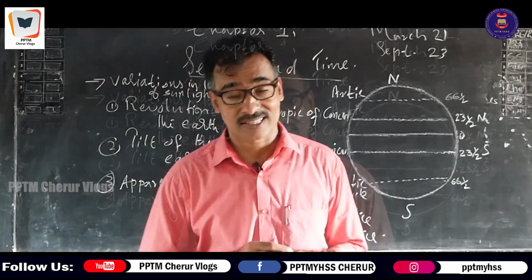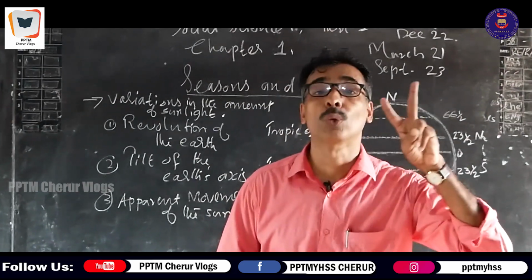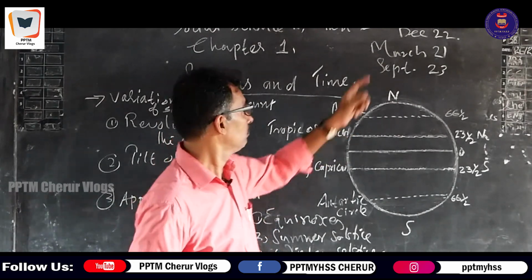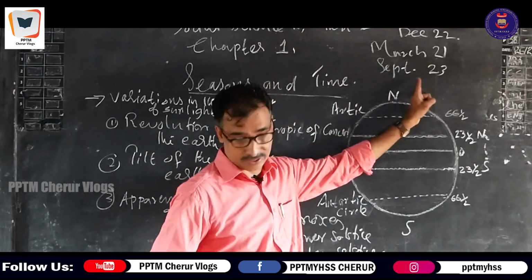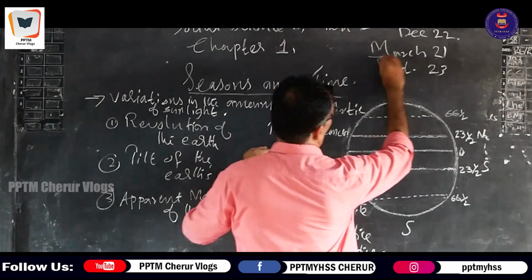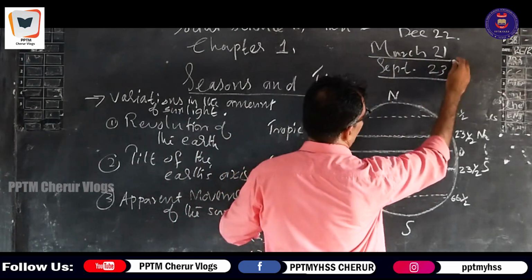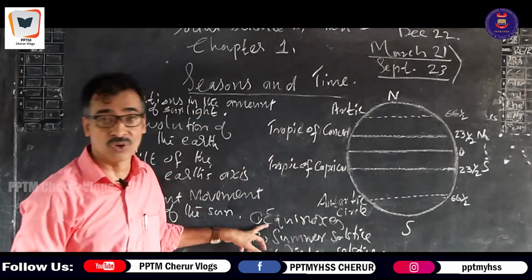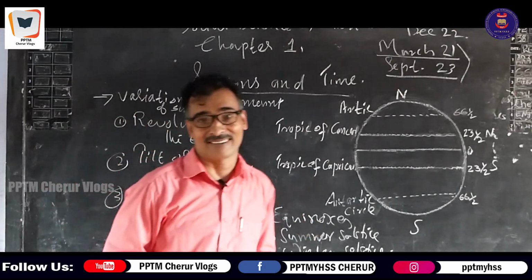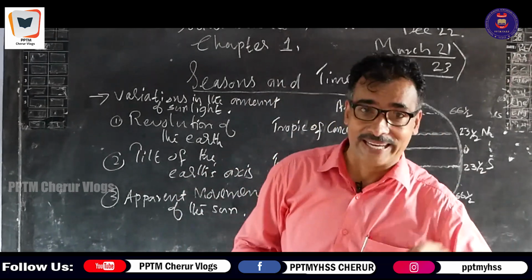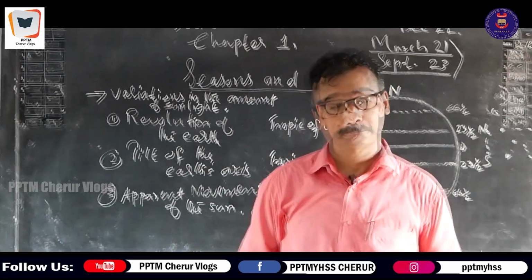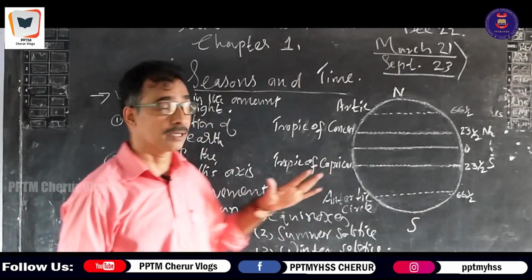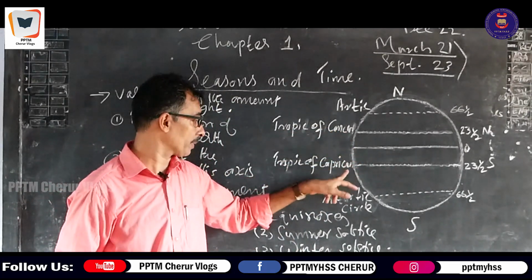Coming to equinoxes, that refers to two dates. What are those dates? The first one, March 21st and September 23rd. March 21st and September 23rd are known as equinoxes. What is meant by these equinoxes? On these 2 days, particularly, the sun is over the equator.